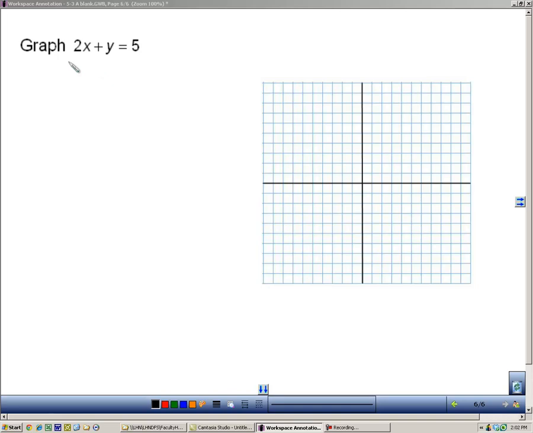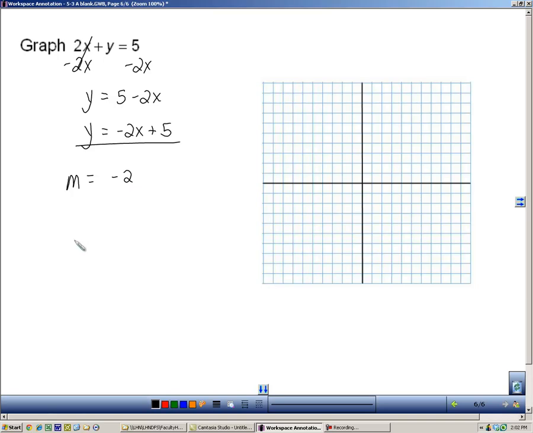Here I have to graph this equation, but it's not in the slope-intercept form. So I'll start by isolating the y, subtracting the 2x. So y equals 5 minus 2x. I'm going to rewrite that so that it looks like slope-intercept form. Y equals mx plus b. So that's the new form, and now that I can write it that way, easily I can pick out that the m is negative 2, and the b is 5, which means the ordered pair 0, 5.